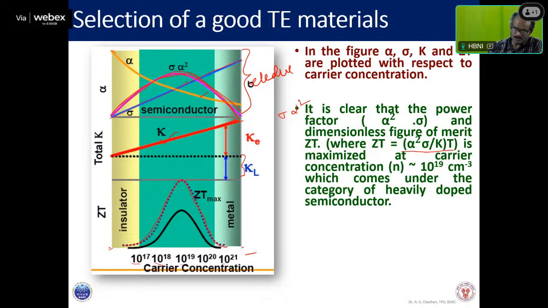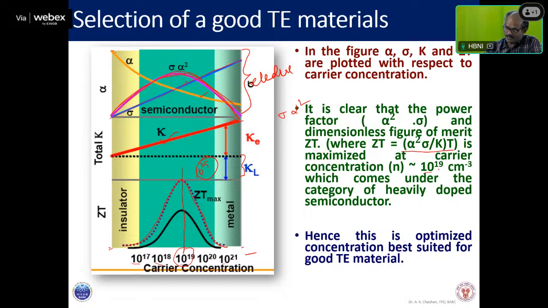With this, you can see that at a carrier concentration of nearly 10 to the power 19, you get a max value of ZT, which I was telling you three slides before. So for having a very good ZT value, the carrier concentration should be in the range of near around 10 to the power 19.